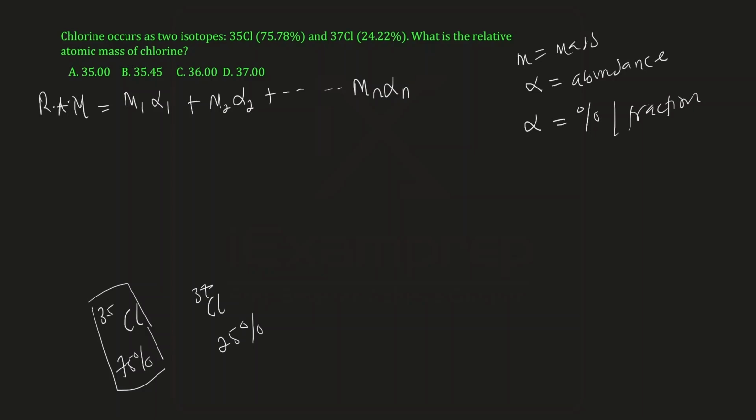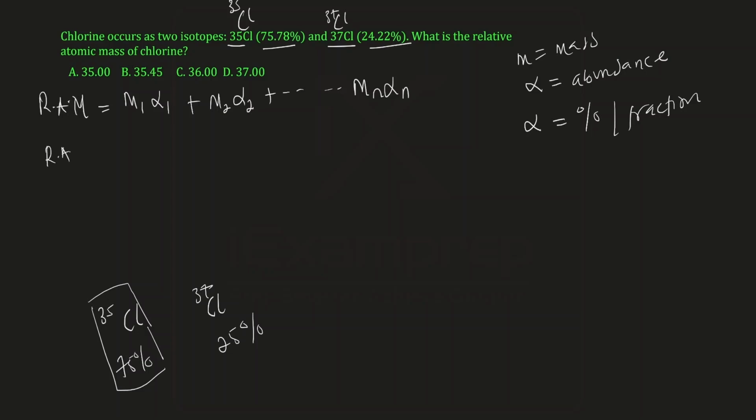Now let's solve this question. Let's use this question to buttress our point on isotopy. This question says that chlorine occurs as 2 isotopes. The first isotope has a mass of 35. It's supposed to be written this way. Then this is the abundance, 75.78%. Then the second isotope has a mass of 37. The abundance is this. So what is the relative atomic mass?